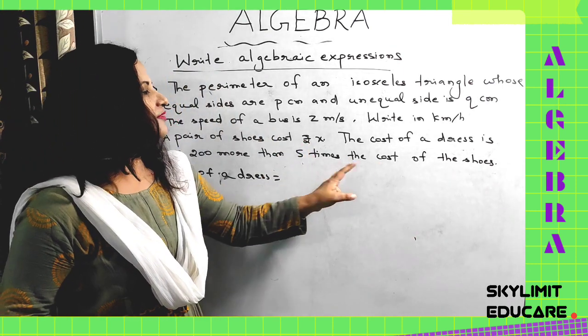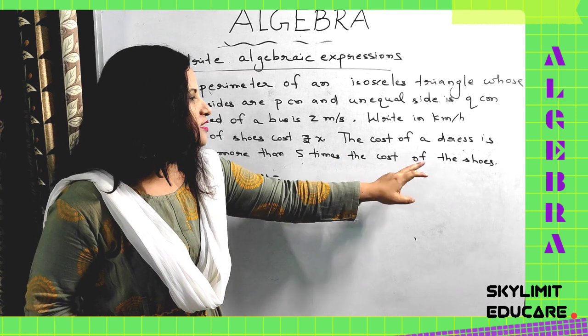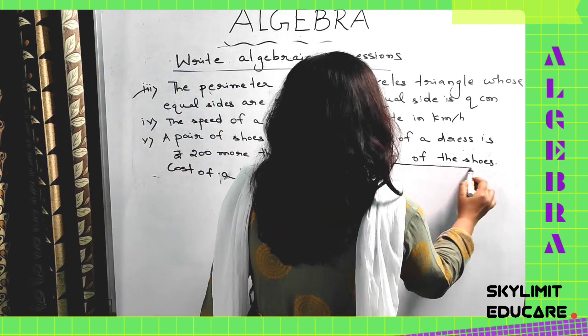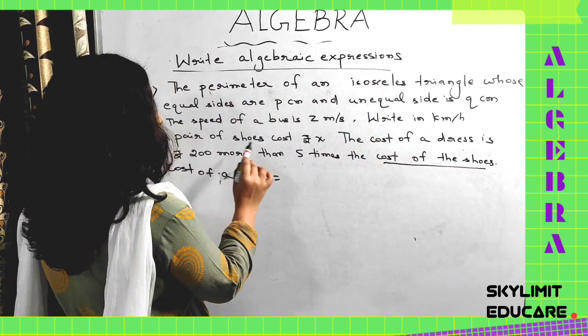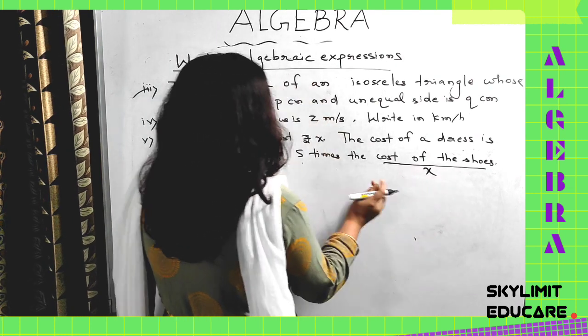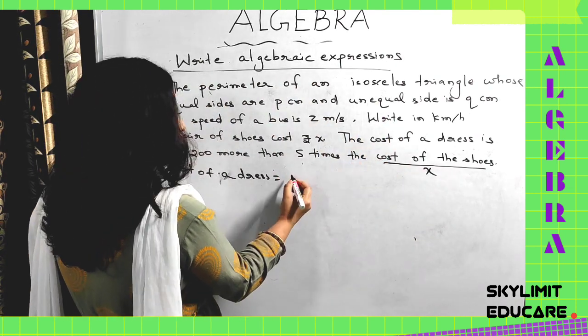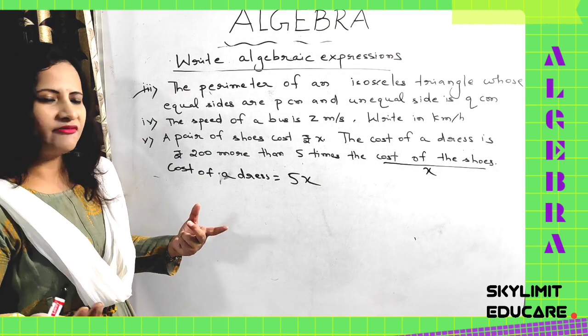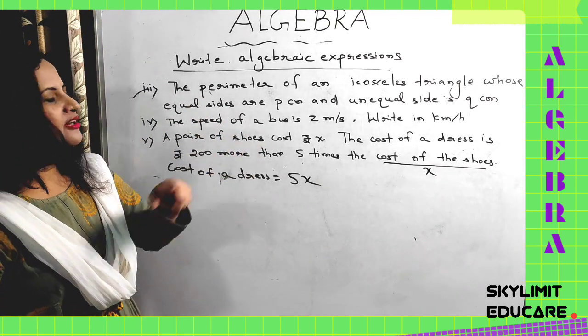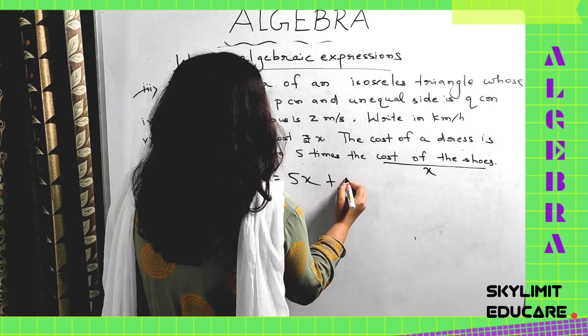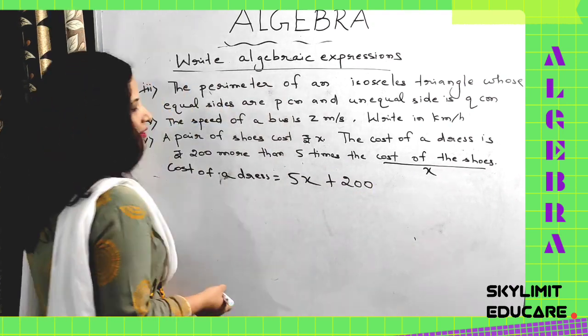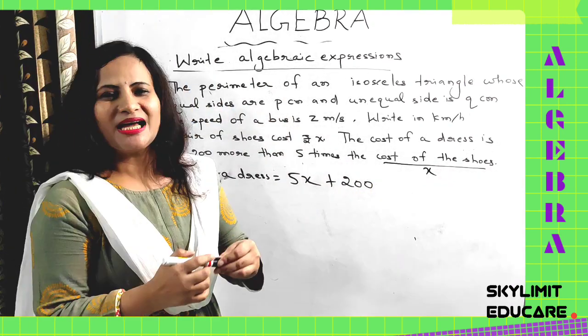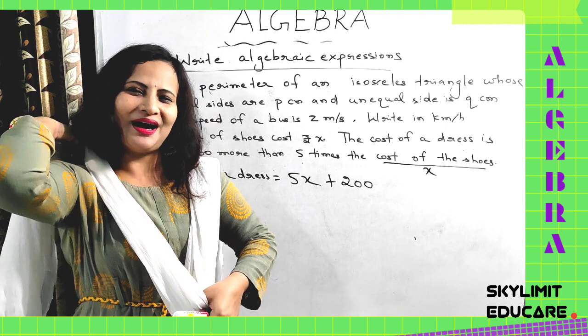First find out 5 times. What is 5 times the cost of the shoes? The cost of the shoes is given to us as X. So 5 times X will be 5X. 200 more than 5 times X means plus 200. So it is rupees 5X plus 200.